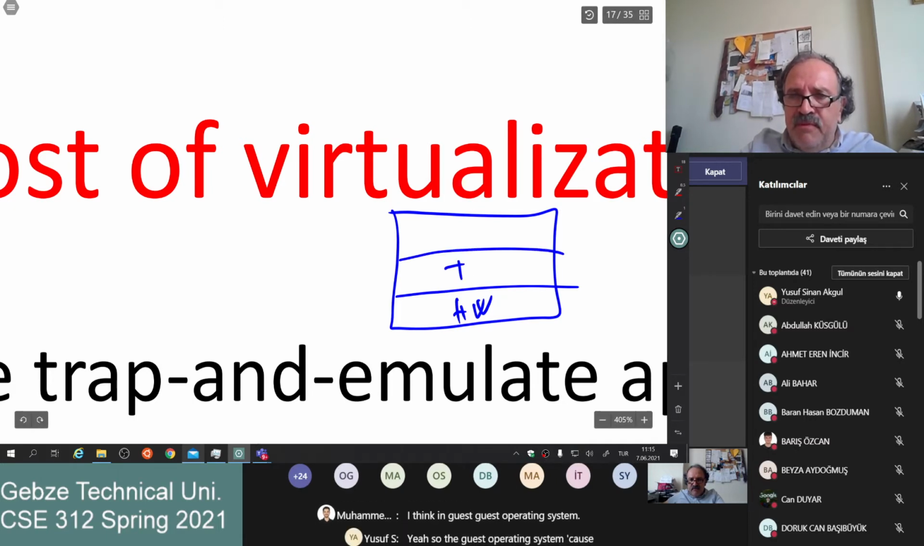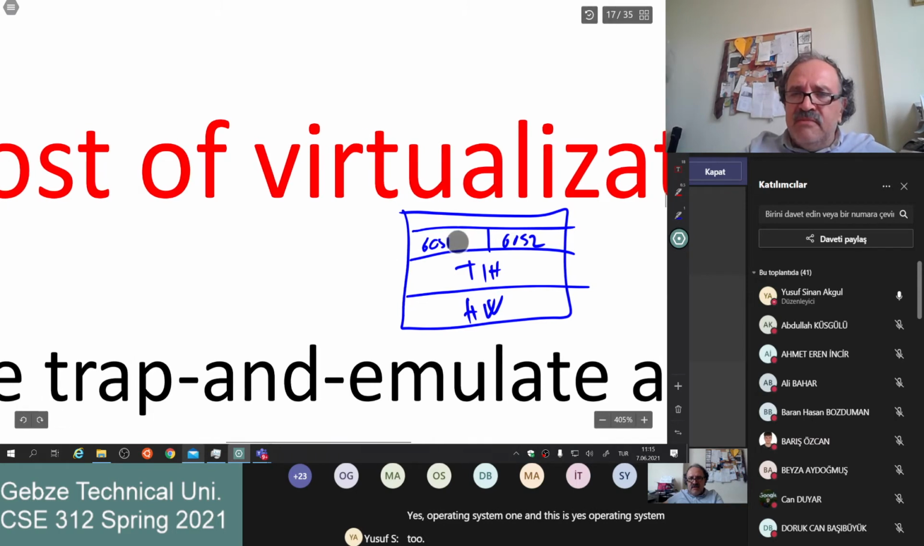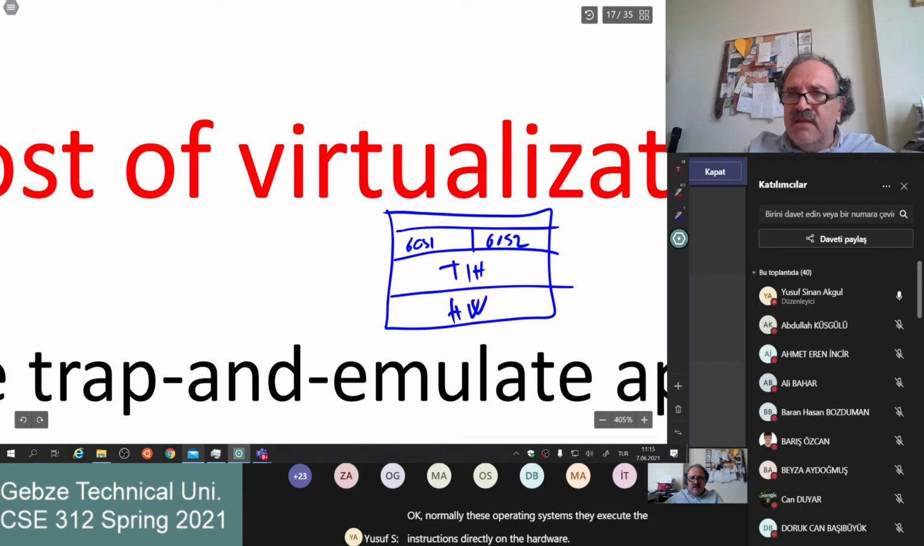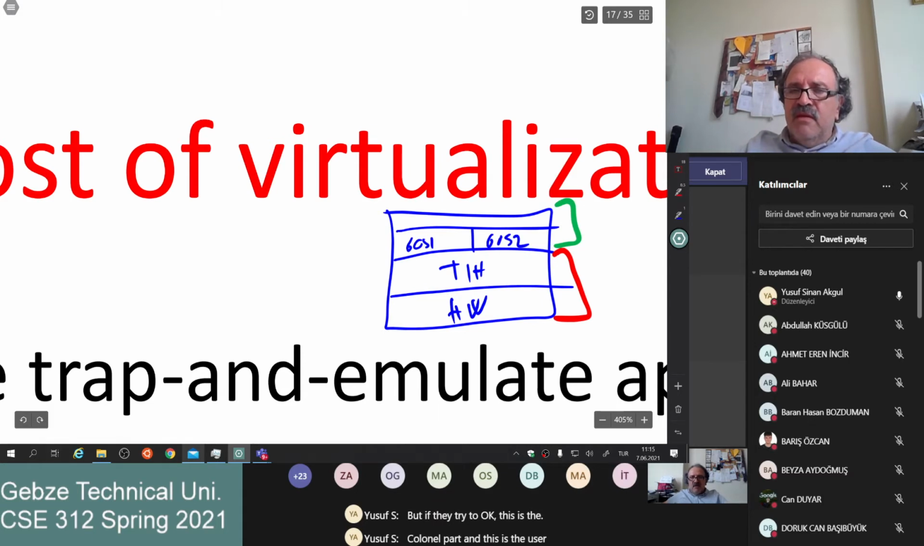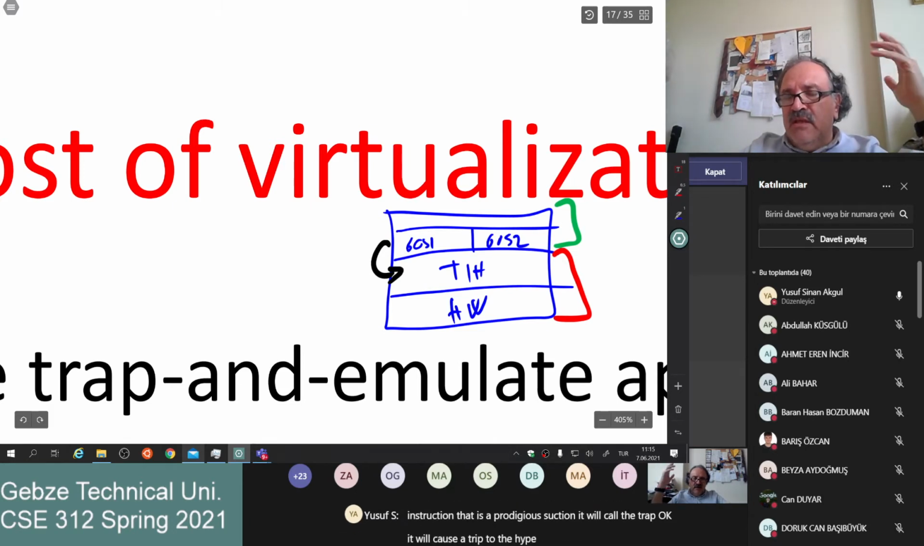This is the type 1 hypervisor, and this is guest operating system 1, and this is guest operating system 2. Normally these operating systems execute the instructions directly on the hardware. But this is the kernel part and this is the user part. If I execute an instruction that is a privileged instruction, it will cause a trap to the hypervisor, and this trap is, of course, supported by the hardware.